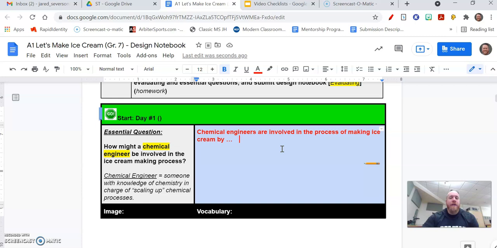It could be right now. It could be at the end of your work today. It could be sometime before this design notebook is submitted and the project is over. But at some point, this question must be answered.